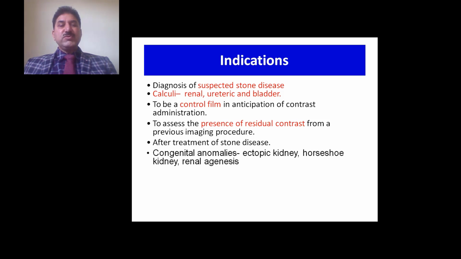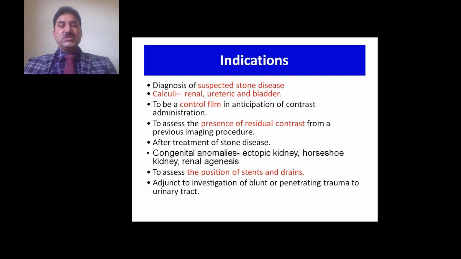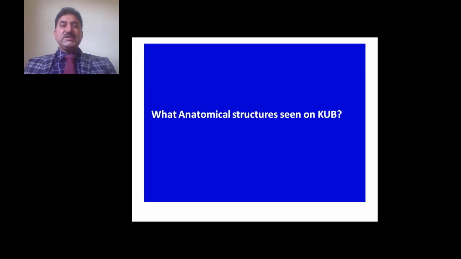It is also used for the diagnosis of congenital anomalies such as ectopic kidney, horseshoe kidney, and renal agenesis. It is also used to assess the position of stent drainage. It is also used as an adjuvant to investigation of blunt or penetrating trauma to the urinary tract. What are the various anatomical structures seen on KUB?